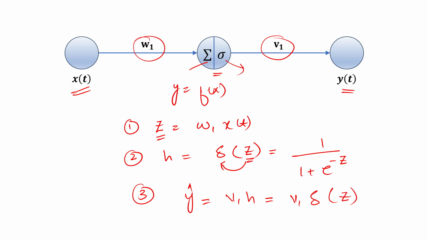So even with just one neuron, we have already developed a neural network which shows us a nonlinear mapping from input to output. And that's the basic idea behind neural networks.